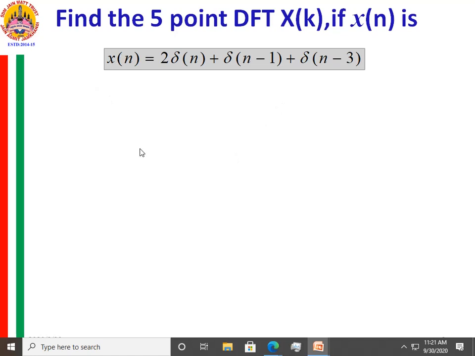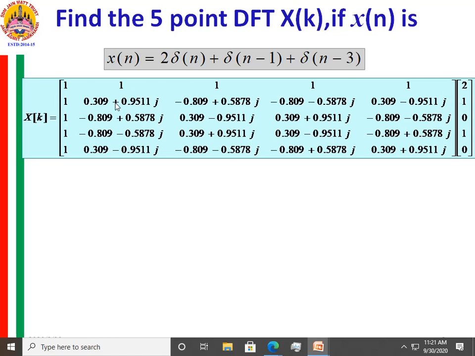Now consider a column vector of x of n for 5 points: 2, 1, 0, 1, 0, and take a 5-point W matrix like this. In the first row you have W05, W05, W05, and so on. In the second row, you will have W05, W raised to 1, 5, W raised to 2, 5, W raised to 3, 5, W raised to 4, 5. Then in the third row, you will have W raised to 0, 5, W raised to 2, 5, W raised to 4, 5, W raised to 6, 5, and W raised to 8, 5.